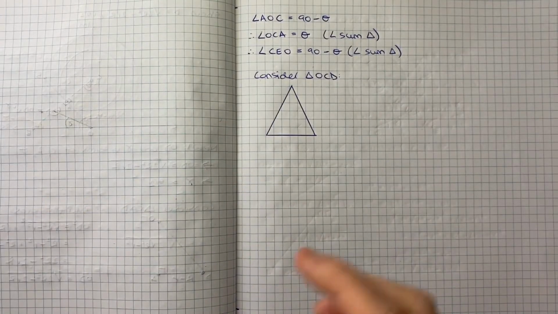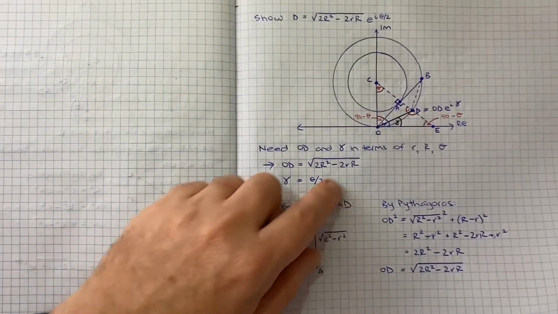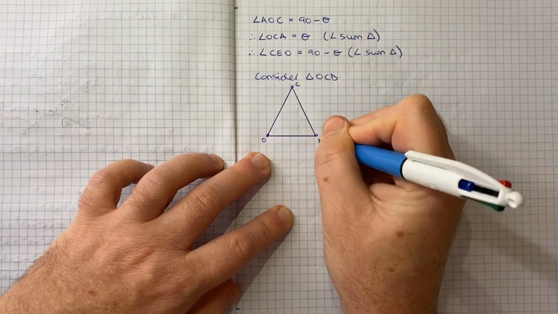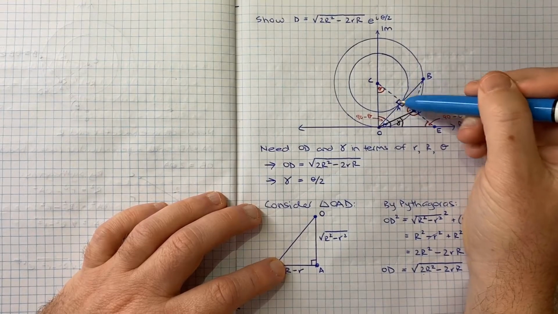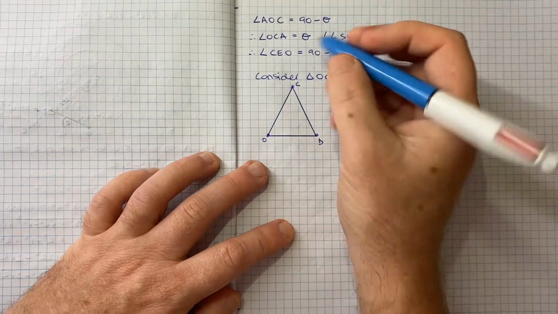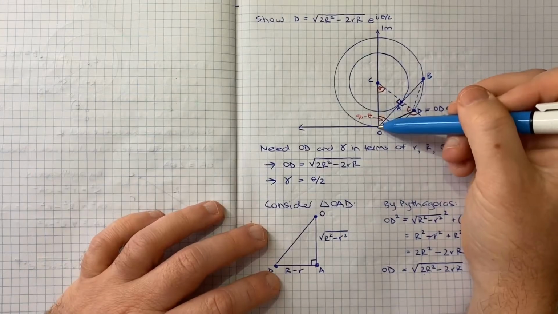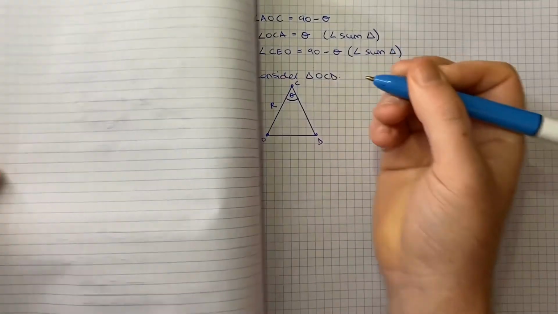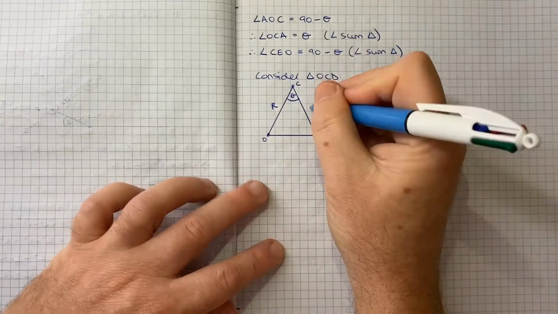So let's just make sure I label these points correctly. We're going to have OCD, so I'll call this OCD. And we've just worked out that OCA, which is again the same angle as OCD, is theta. So we're using what we just worked out. Now, we know that the length of OC is capital R, it's the radius. We also know that the length of CD is capital R because it's also the radius of that same circle.